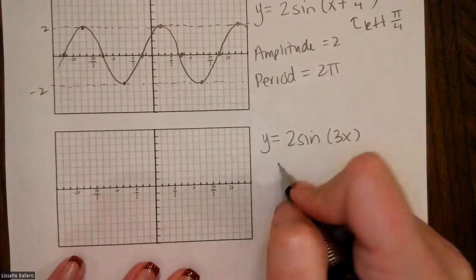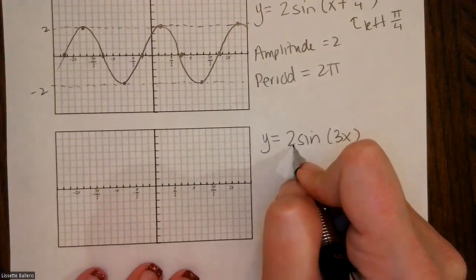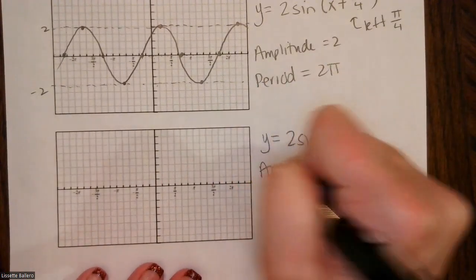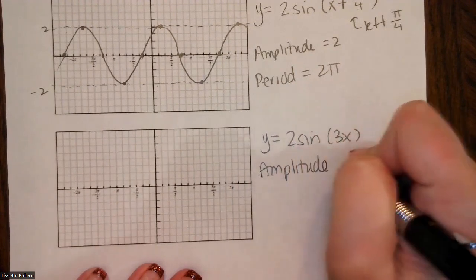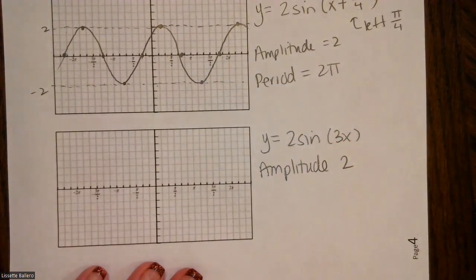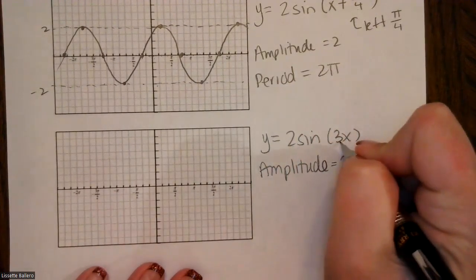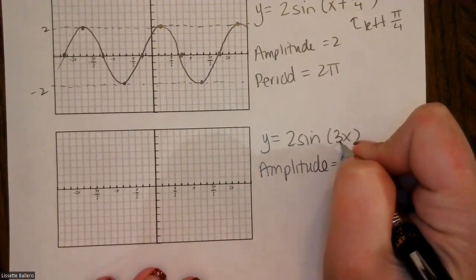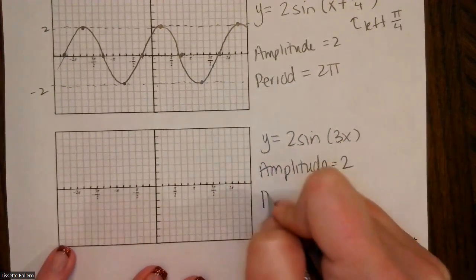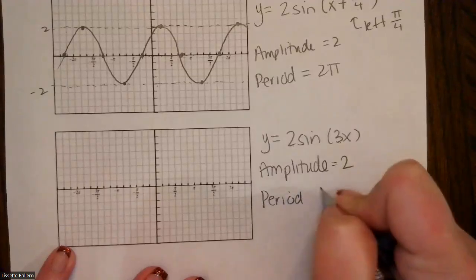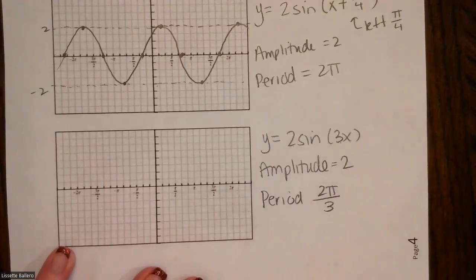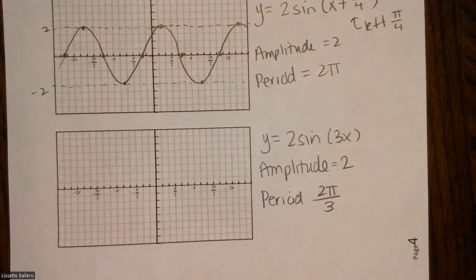Here we go. So my amplitude is this 2 from the vertical stretch of 2. The period is going to be affected by this horizontal compression by 1/3. And so we said we take the parent function period, which is 2 pi, and we divide it by that b value. So our period here is 2 pi over 3. That means we're going to have one full cycle within 2 pi over 3.